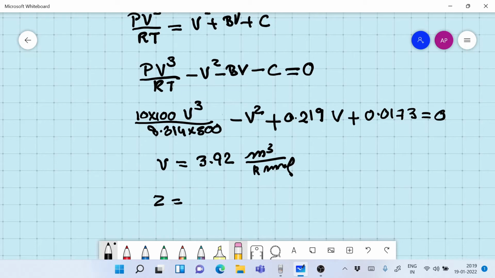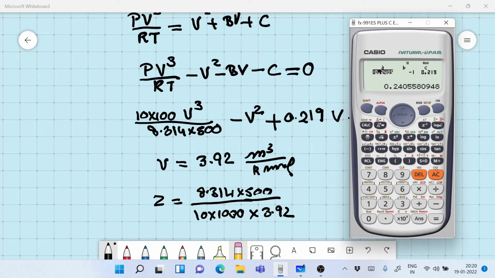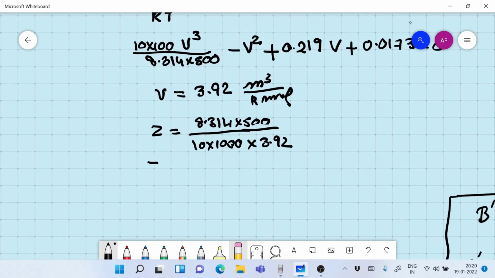And we also have to calculate the value of Z. So this is going to be equal to PV by RT, that is 10 into 1000 into 3.92 divided by 8.314 into 500, and the value of Z is 1.060. So the value of Z now we get is 1.060.